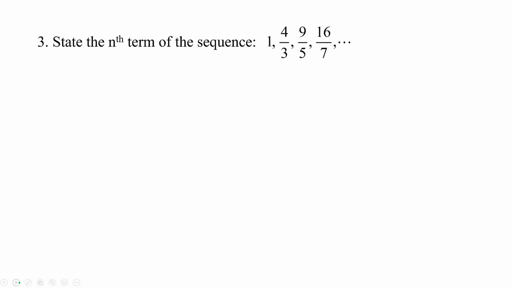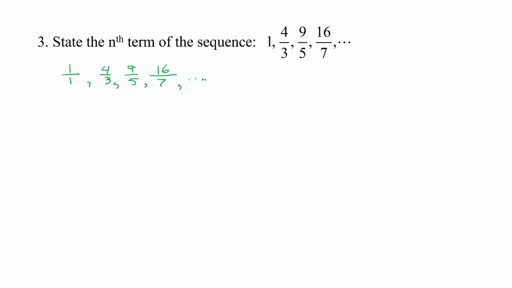We have 1, 4/3, 9/5, 16/7, and if we write these all as fractions, which I would want to do to kind of see what's going on, I would probably write this as 1/1, 4/3, 9/5, 16/7, and then I would just start glancing at this for a bit and seeing what's going on, if I can notice any patterns here.